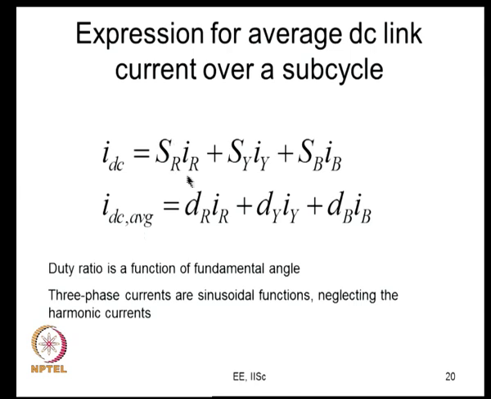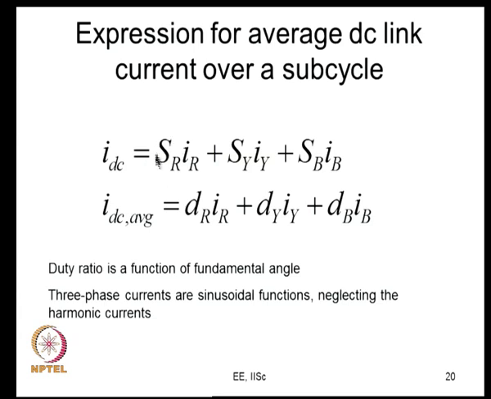If you average all these quantities over the subcycle duration, IR does not change at all, because the subcycle duration is very small. It is Im sin omega t, and let us say the time period is something like 20 millisecond or 25 millisecond or 30 millisecond. Whereas, the subcycle duration we are talking of is something like 100 microsecond or 50 microsecond. You can see it is much smaller than that. So, now this IR is practically a constant.